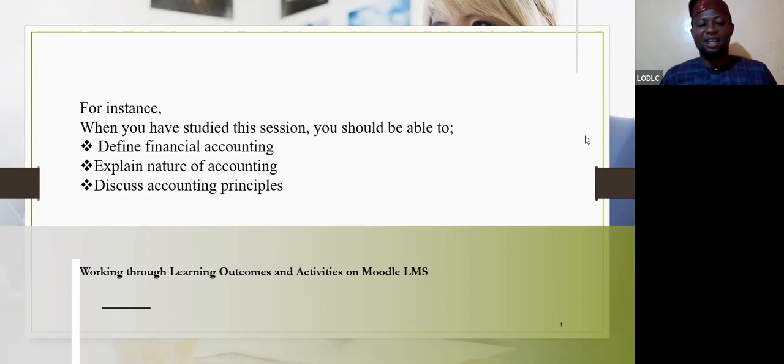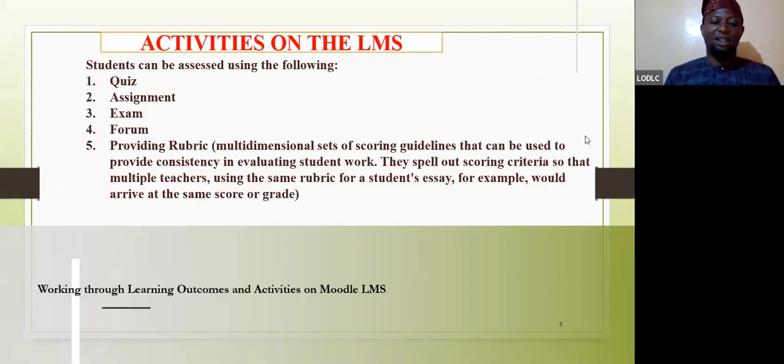Explain the nature of accounting. It is also meaningful. Discuss accounting principles. It is also meaningful. So those are the elements that you can understand from the perspective of learning outcomes. And if you look at these learning outcomes, it is achievable. You can achieve it within the time frame that the instructor gives to students. So that is that about the learning outcomes.